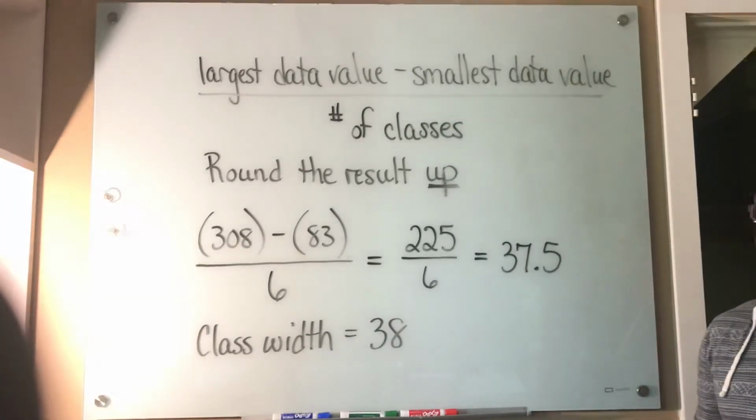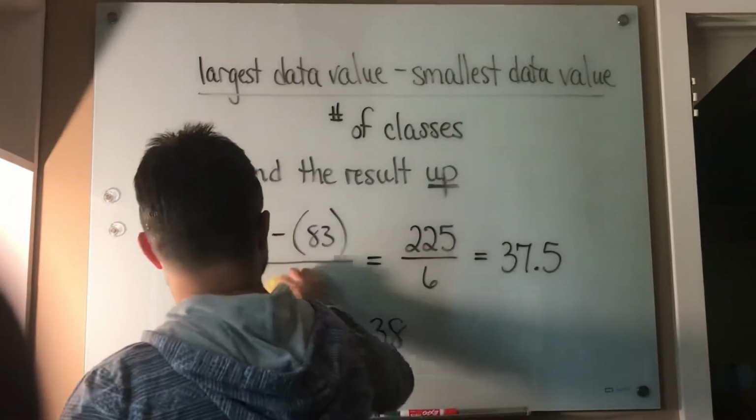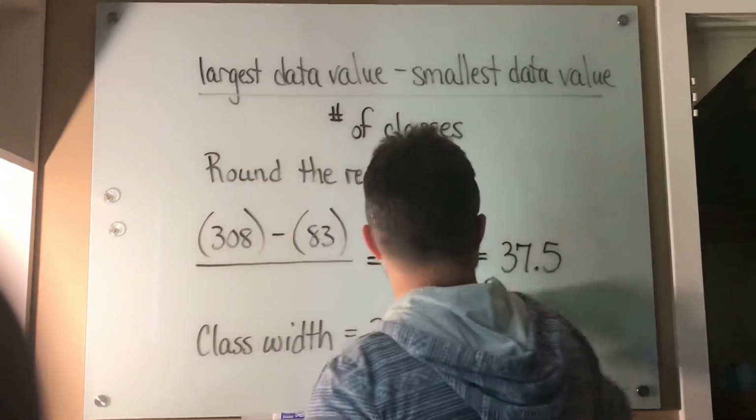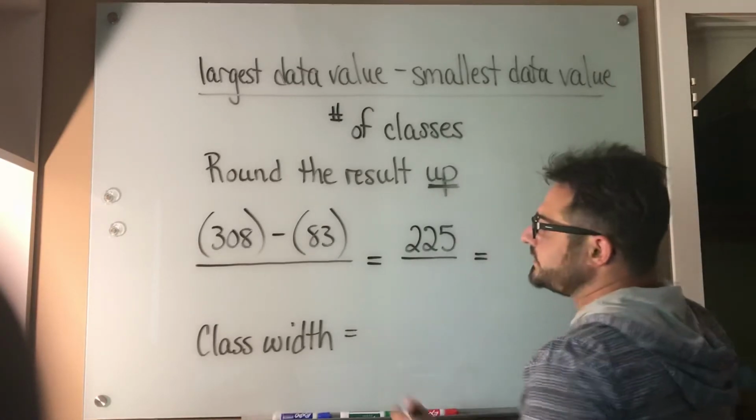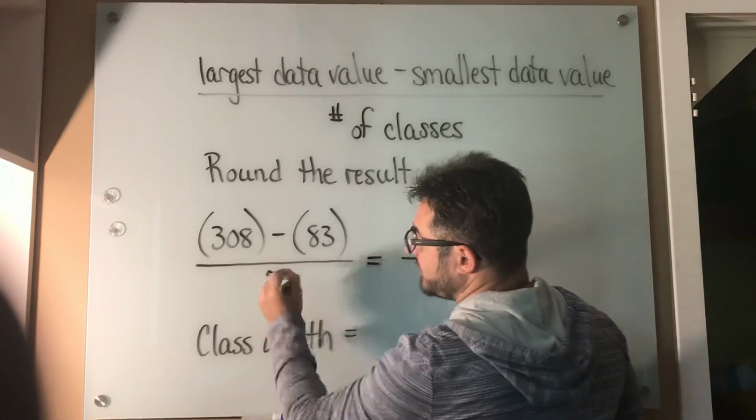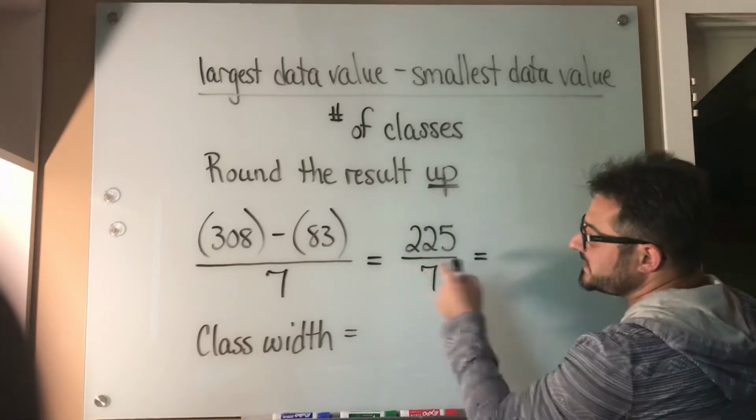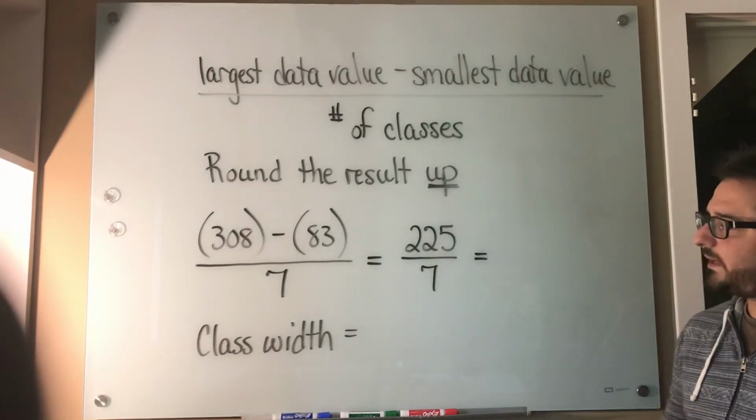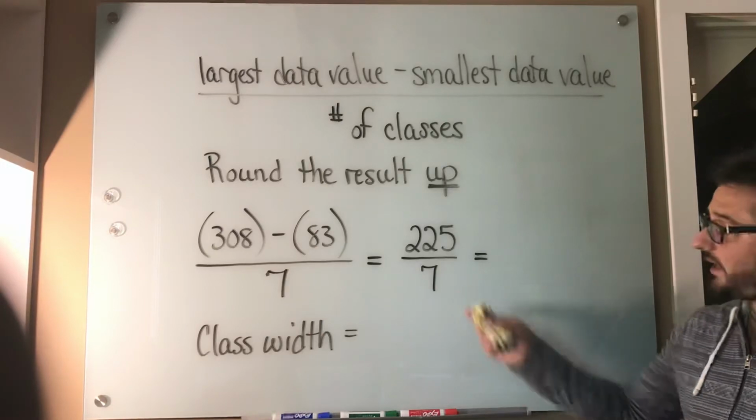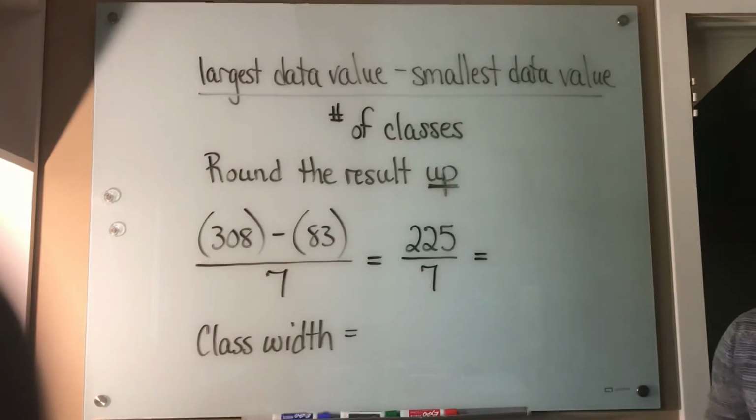Suppose we had a different number of classes. Suppose, for example, that we wanted to use 7 classes. It's still the same range of values. We haven't changed the data values at all. They still span the same range. We're just changing how many sections we are splitting it up into.